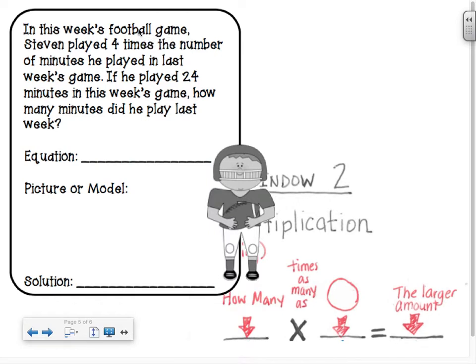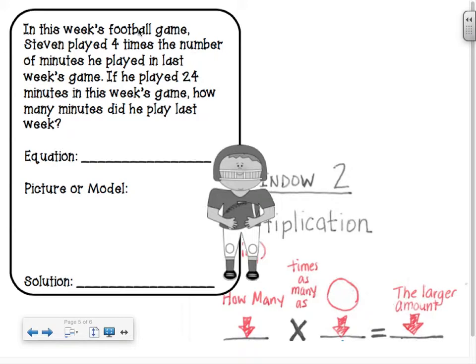First one is what? Underline important info. So let's go ahead and do that. Grab your pencils. Let's do this in your math notebook. So in this week's football game, now I'm being smart. I'm realizing we can compare people or we can compare weeks, things like that. But let's just ignore that for now.